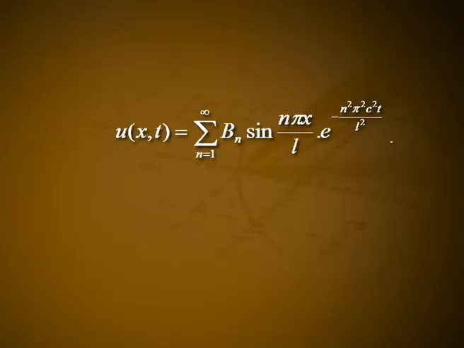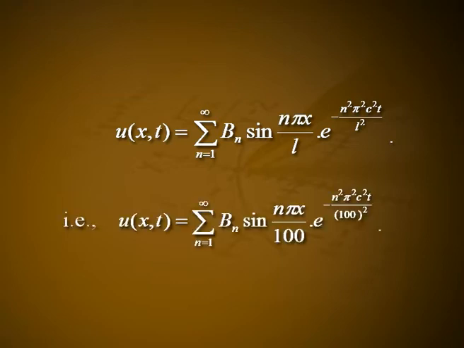The most general solution satisfying the above boundary conditions can be taken as u(x, t) = summation n varies from 1 to infinity b_n sin(nπx/L) e^(-n²π²c²t/L²). That is, u(x, t) = summation n varies from 1 to infinity b_n sin(nπx/100) e^(-n²π²c²t/100²).